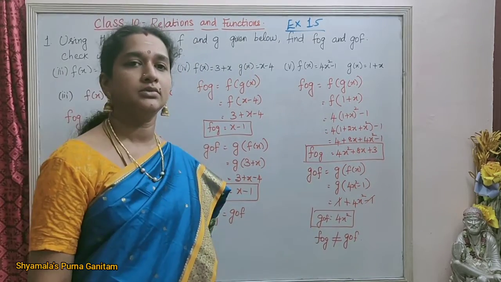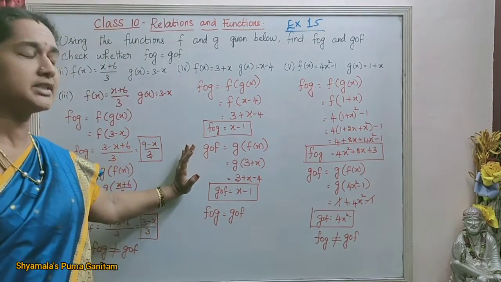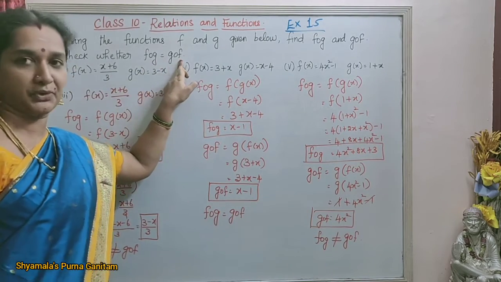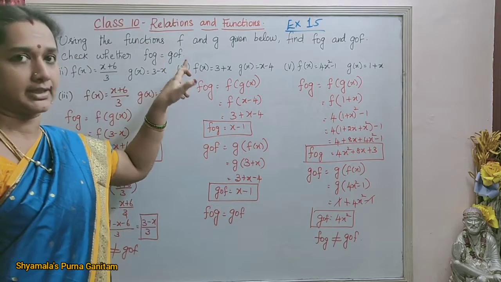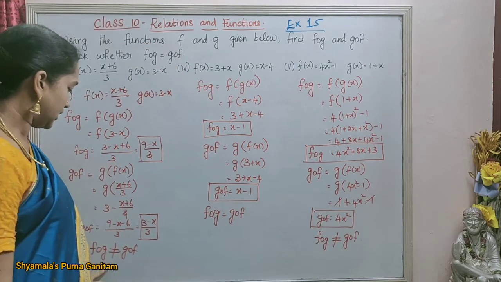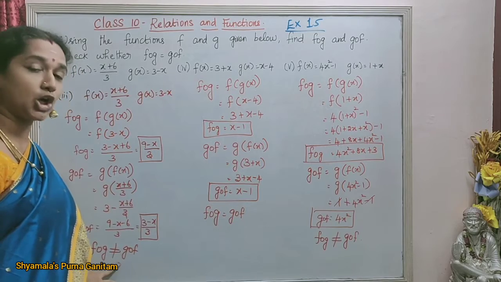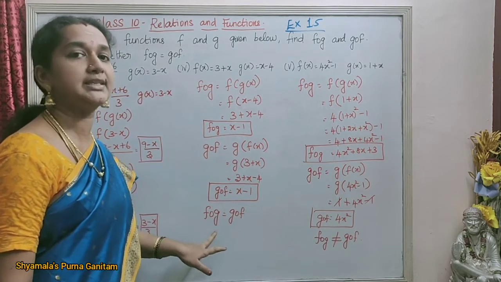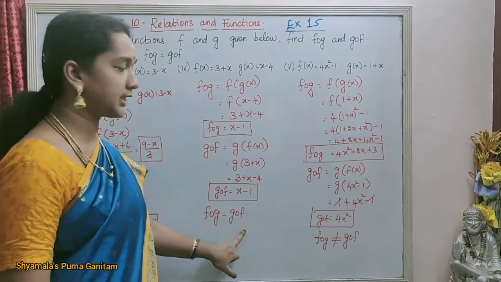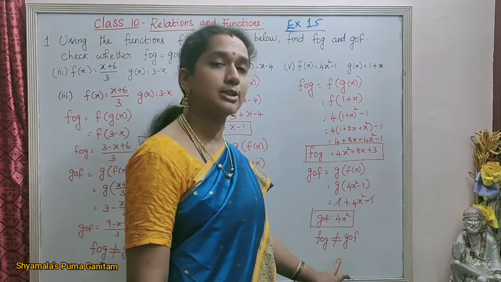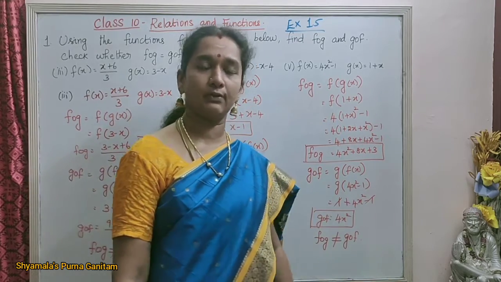Okay. So in all these 5 sums, we are asked to check whether f of g is equal to g of f. That means f of g of x is equal to g of f of x. So in this sum, f of g of x is not equal to g of f of x. In this sum, f of g of x is equal to g of f of x. And in this sum, the fifth sum, f of g of x is not equal to g of f of x.